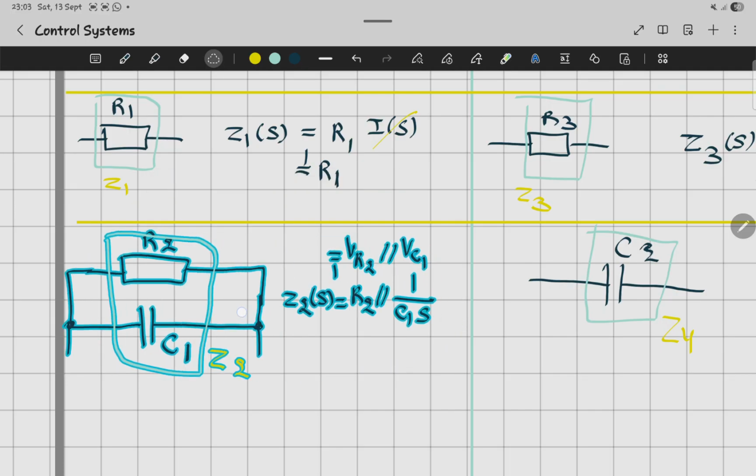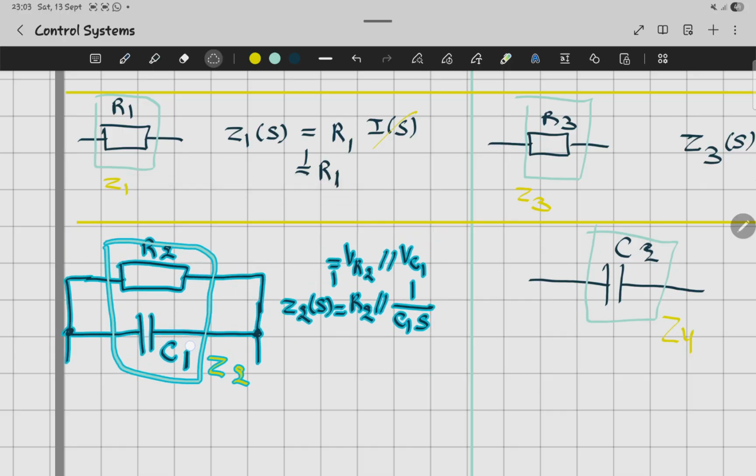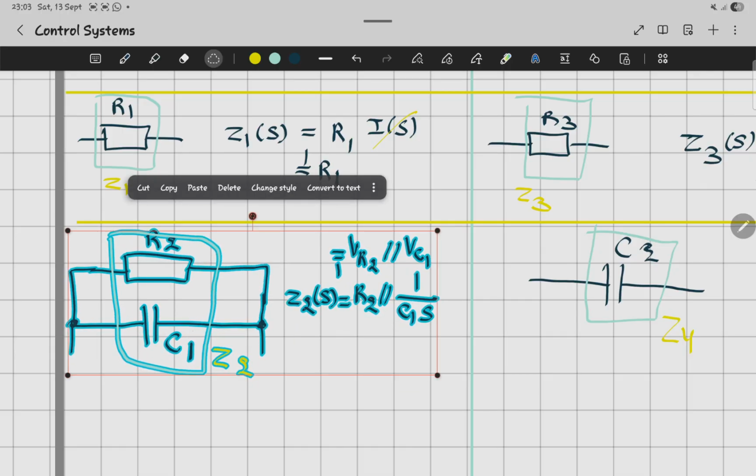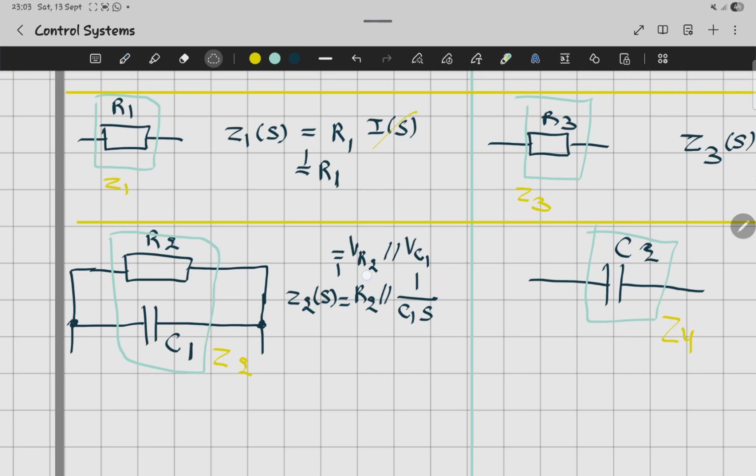So I'm just going to present the current and then let's cancel it out. We're going to have the current that is actually multiplied to both, and when you cancel out the current, you're going to have this one in parallel with 1.